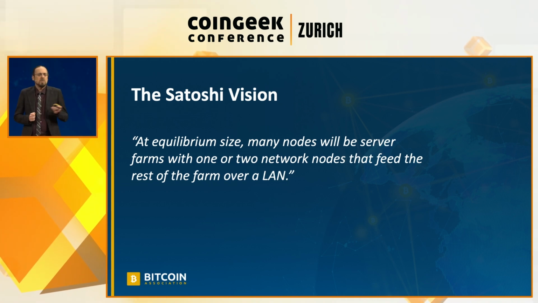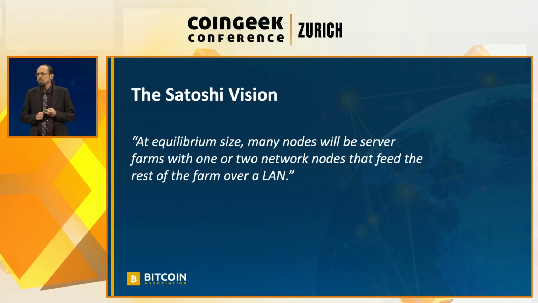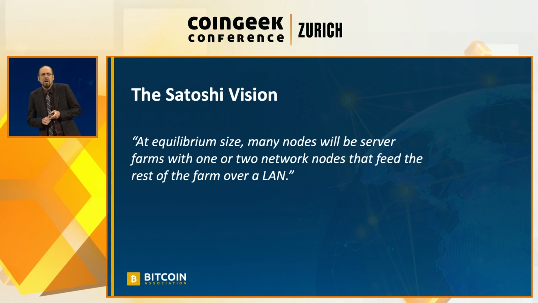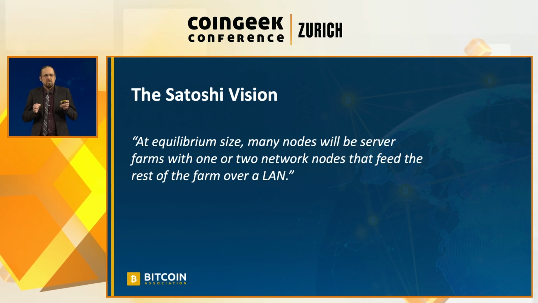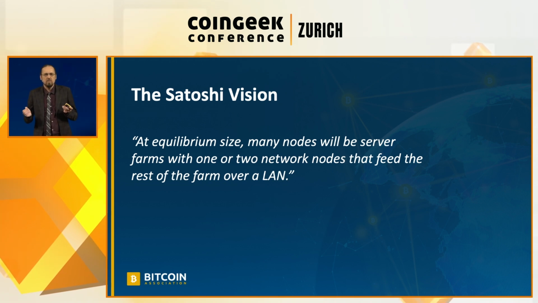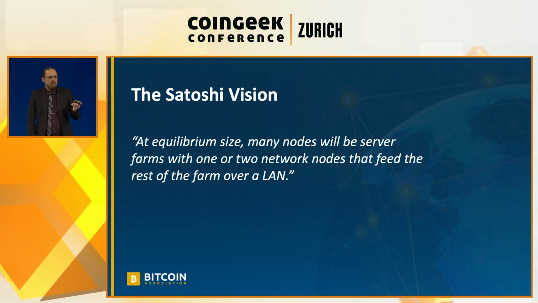"At equilibrium size, many nodes will be server farms with 1 or 2 network nodes that feed the rest of the farm over a LAN." Here, Satoshi is describing not only a Bitcoin node running across a large cluster of servers, but also the specialization of different parts of that cluster. So today, we're going to talk about the realization of that vision.